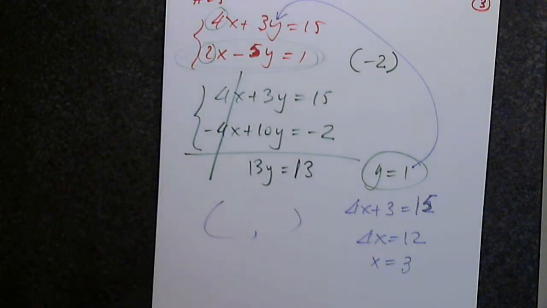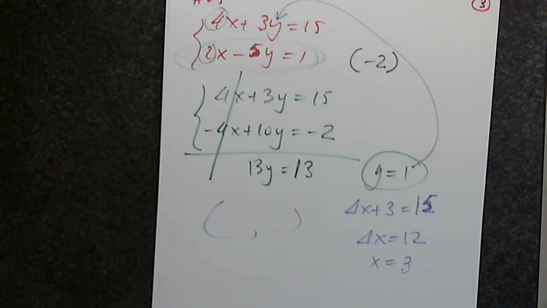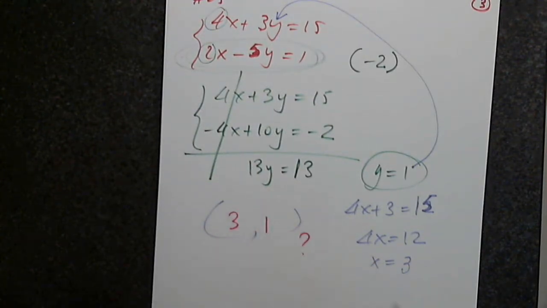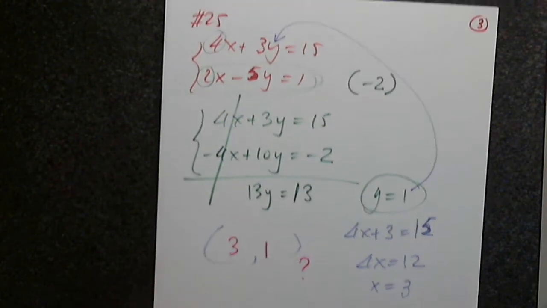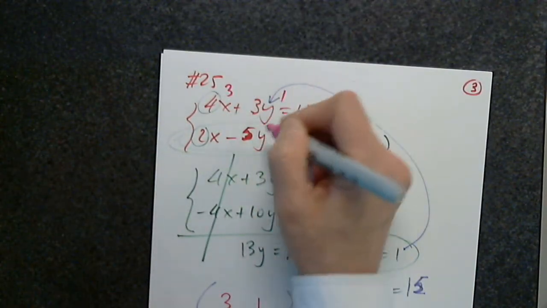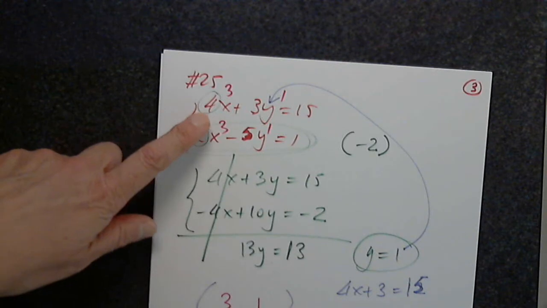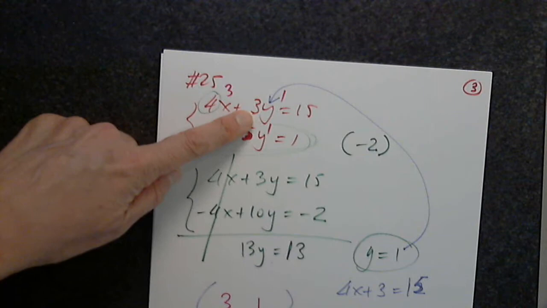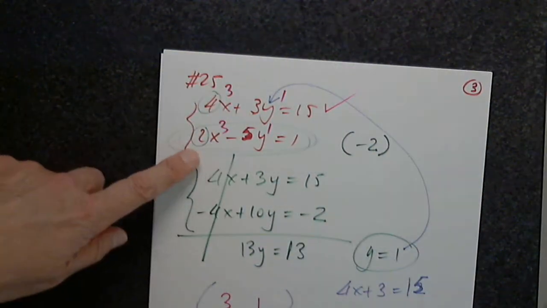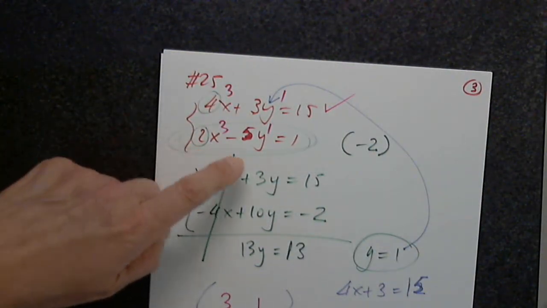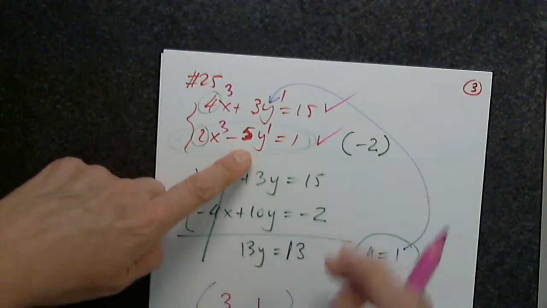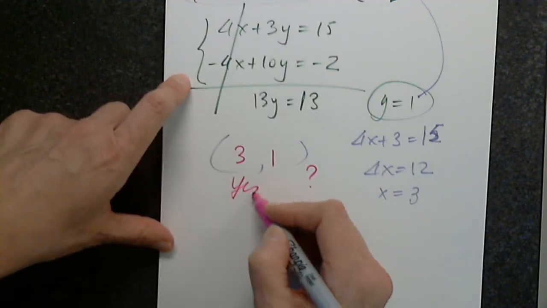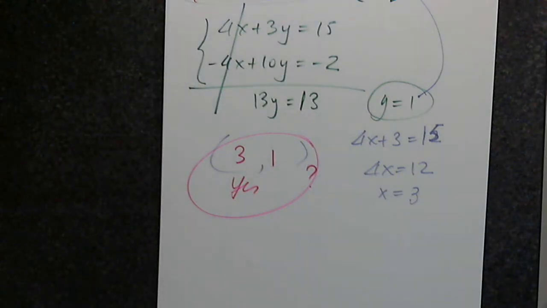What does the solution appear to be? I don't know if it's true. It appears to be 3, 1 with a question mark. I'm not certain. But I will go back with 3 and 1 and check. 4 times 3 plus 3. Check. 2 times 3, 6 minus 5. Check. I will say definitely. For sure. That is the correct solution.